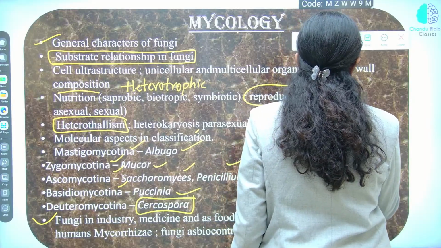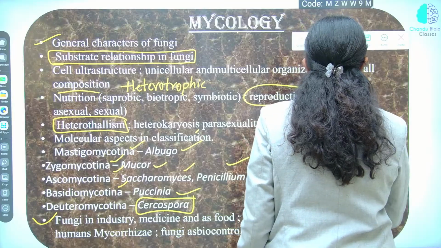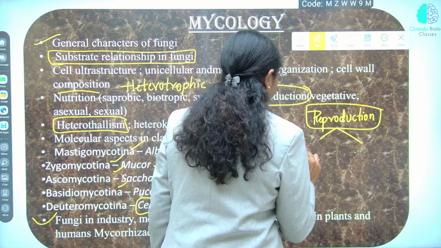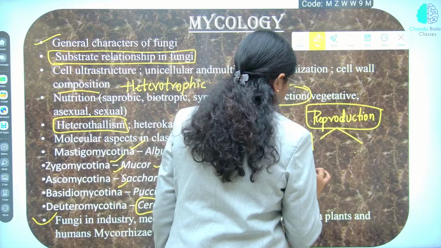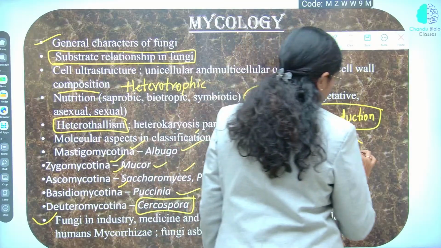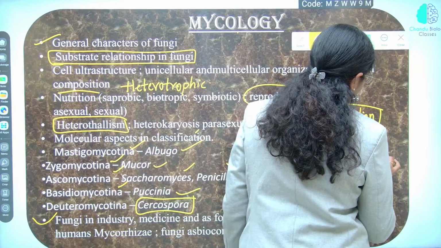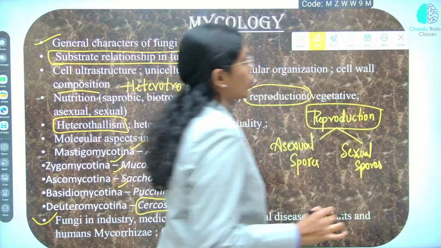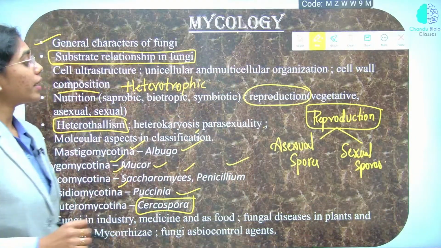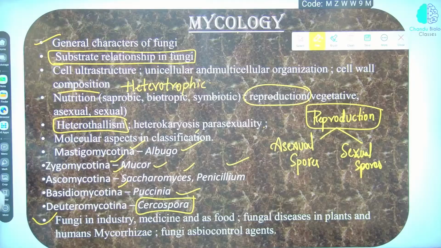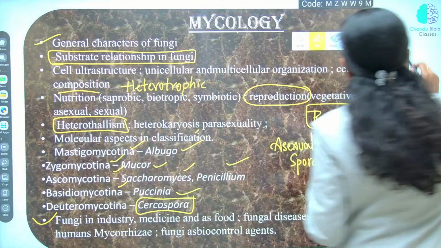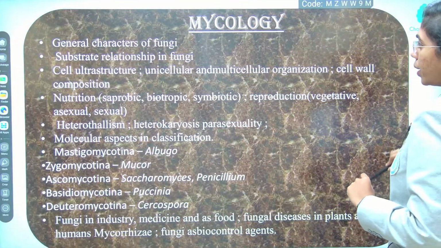In this reproduction, we have to focus on both the asexual spores and sexual spores, and how they are produced, with both exogenous and endogenous modes of release. Fine, right? These are the characteristic features under mycology. Clear with it? Any doubt anywhere? And then we will move on to the introductory point.